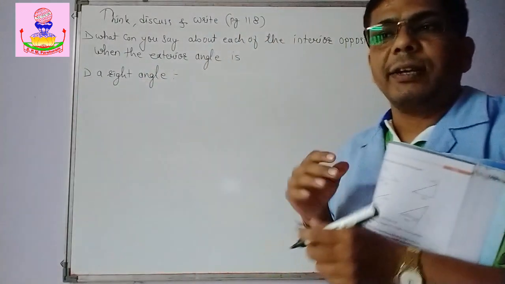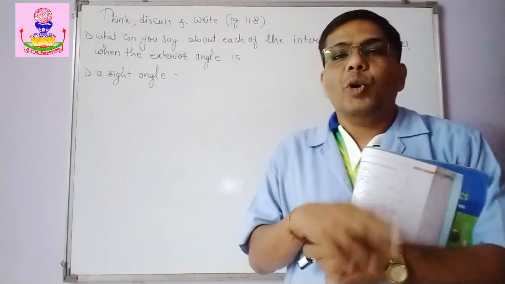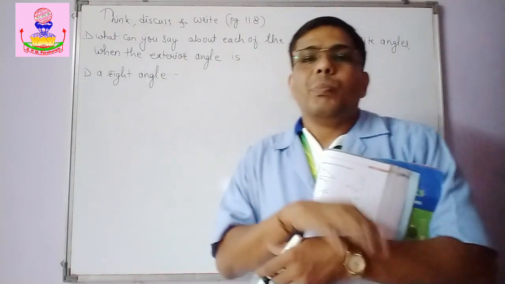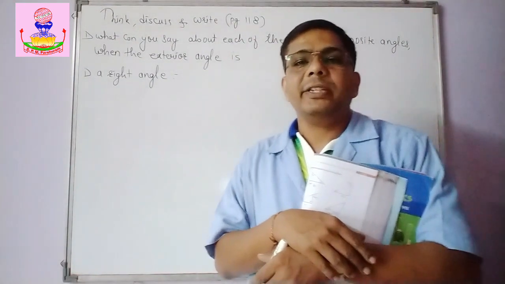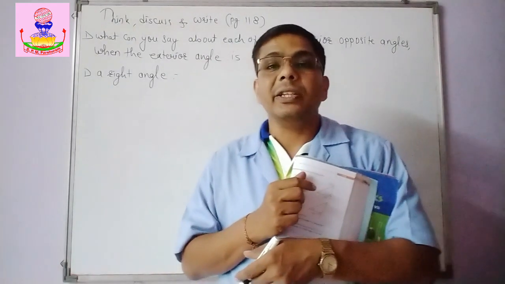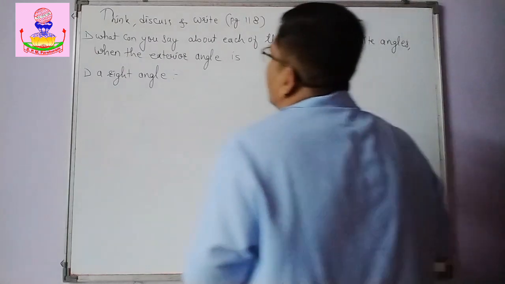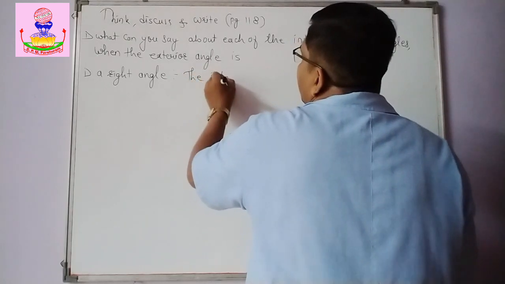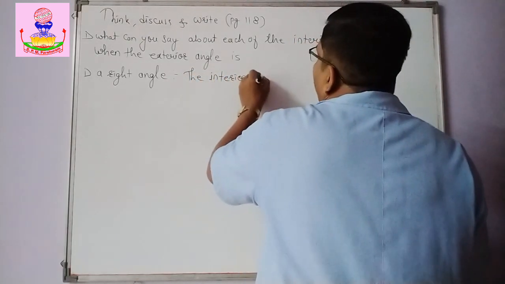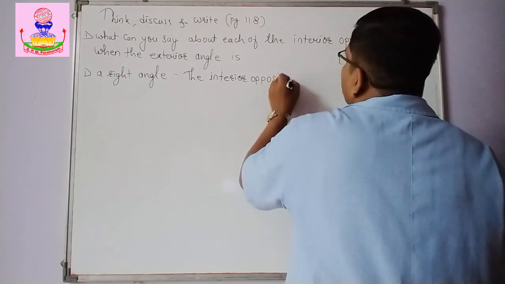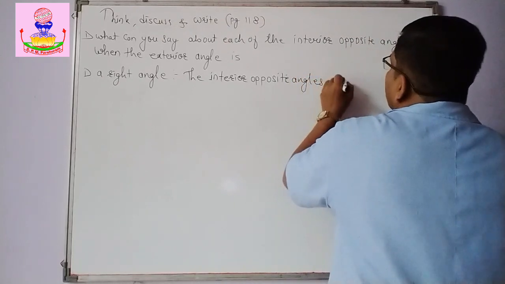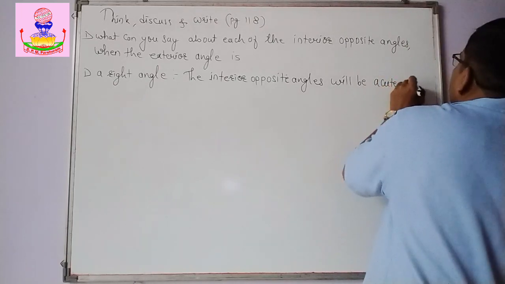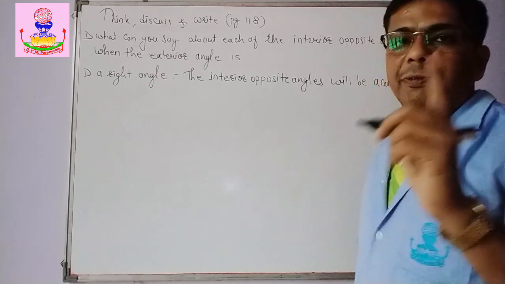So when it is a right angle, definitely both the angles will be acute angles, that is the first possibility. And second, both the angles will have equal measure, that is, they will have a measure of 45 degrees each. So when the exterior angle is a right angle, the interior opposite angles will be acute angles. That will be the first possibility.